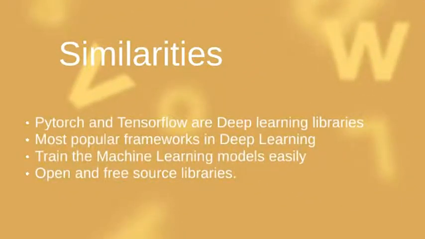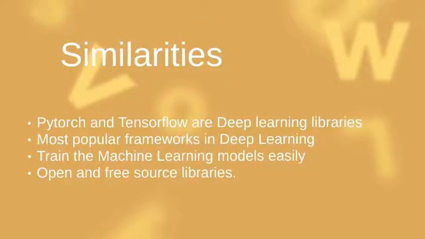PyTorch and TensorFlow are deep learning libraries, and they are the most popular frameworks used for training deep learning models, neural networks, artificial intelligence, you name the model, and these libraries have the packages for that. You can train a machine learning model easily with these two libraries, and they are open and free source libraries. So even beginners can really start with their very first neural network architecture project. That's good news for us, right?